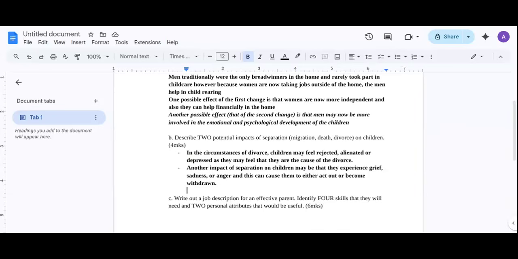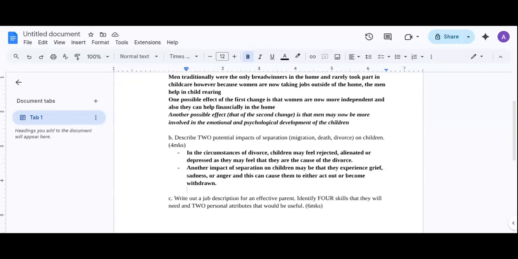And you would notice in the first one, I would have indicated which of the three that I am looking at. So that's why I started with "in the circumstances of divorce", so that they will know, okay, it is divorce we're describing this impact for. And the other one is open, so it could be for either migration, death, or divorce.